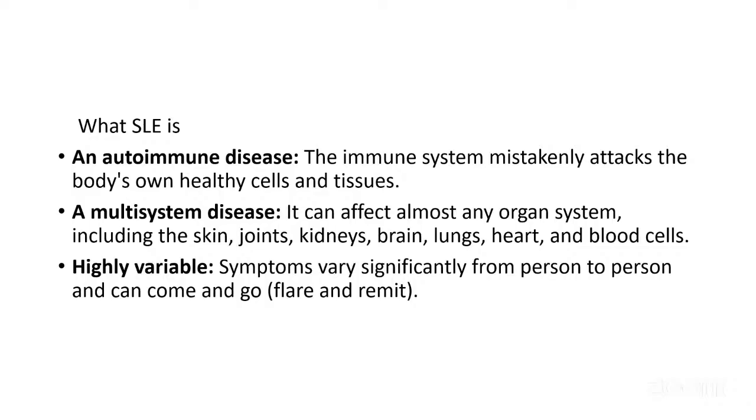What is SLE? It's an autoimmune disease. The immune system mistakenly attacks the body's own healthy cells and tissues. It's also a multi-system disease, which can affect almost any organ system, including the skin, joints, kidneys, brain, lungs, heart, and blood cells. And it is highly variable. Symptoms vary significantly from person to person and can come and go. That is what we call flare and remit.